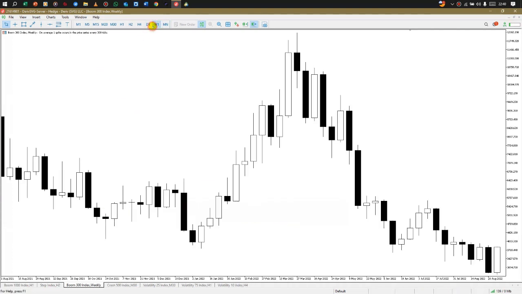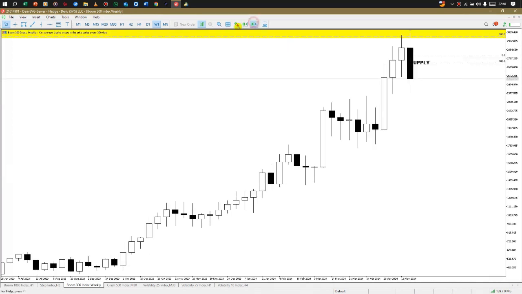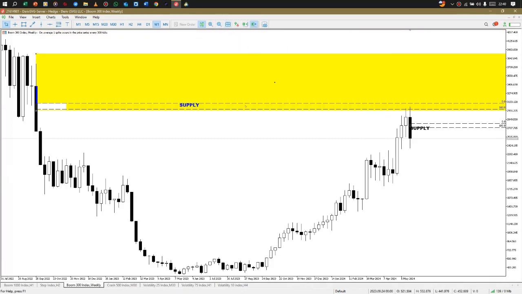Then let's check it on the weekly time frame. As you can see on the weekly time frame, you can say that the price is rejecting from a weekly supply zone, which is within a monthly supply zone here. Then we can also say that the price just engulfed this bullish candle to the downward side, which is also a signal for us. You can say that the price just engulfed this bullish candle.